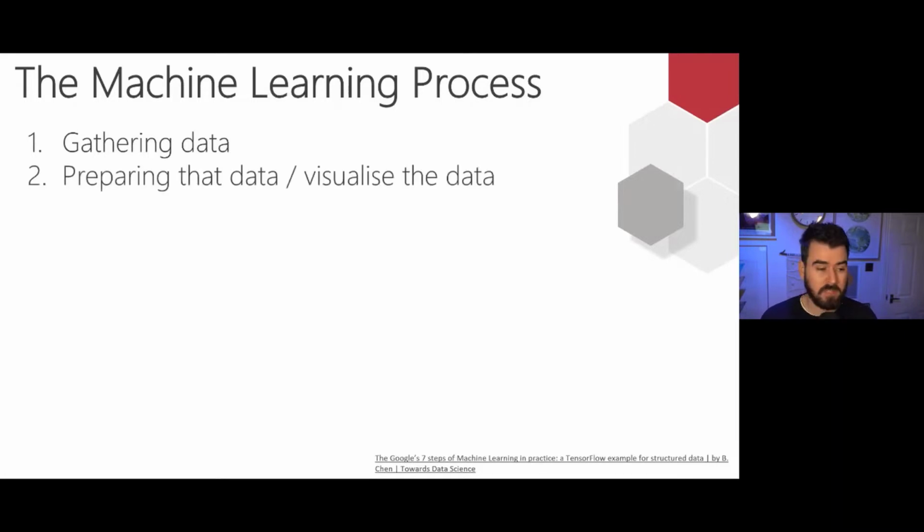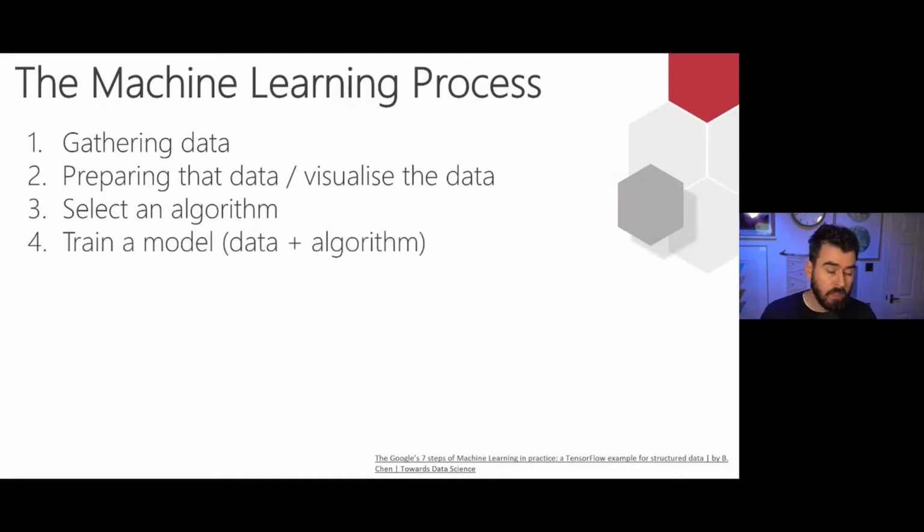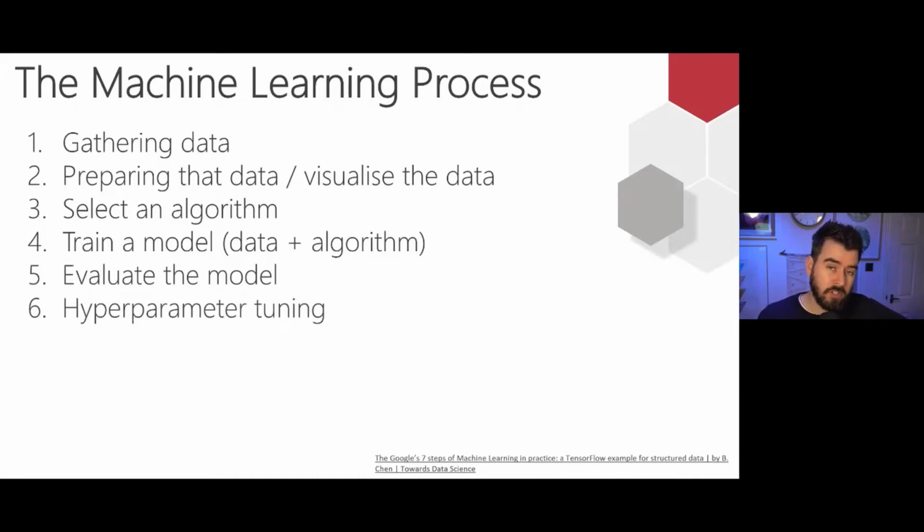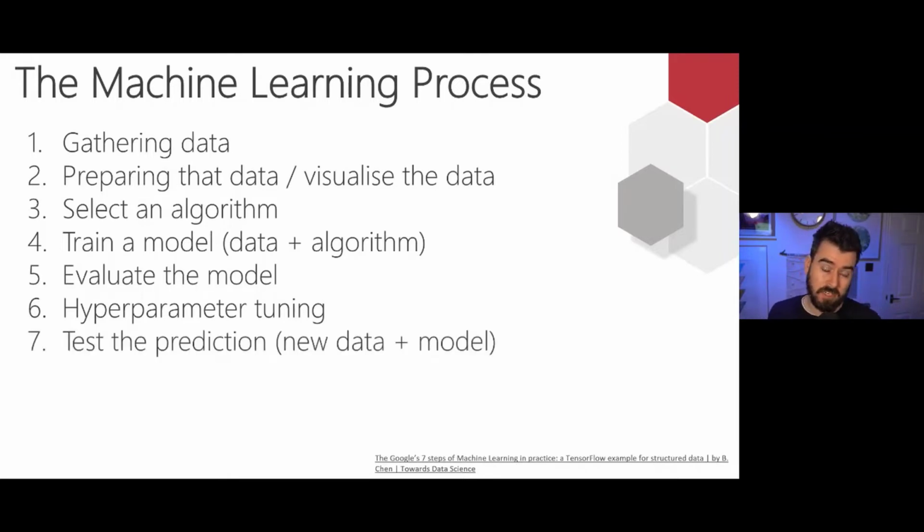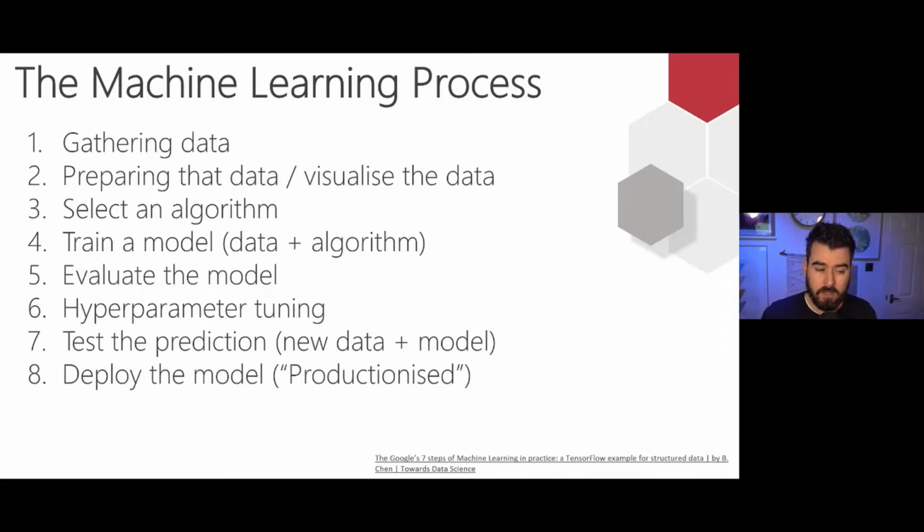We go away, we gather some data, we prepare that data and we visualize it, we select some kind of algorithm, we train a model by taking our data and our algorithm and putting the two together, right? We evaluate that model to see how well we've done. We might then do some hyperparameter tuning, which is tweaks to that model to essentially make it work a lot better, or in theory work better. And then we will test our prediction. If we're happy, we'll potentially just put that live. We'll deploy it. So we will go through a variety of these steps to see how this actually works.